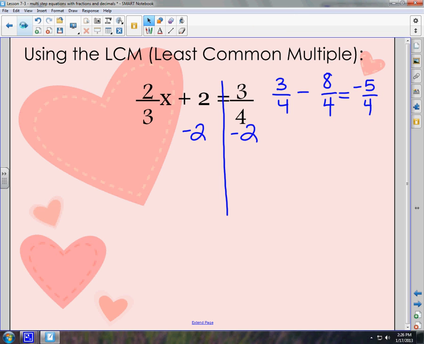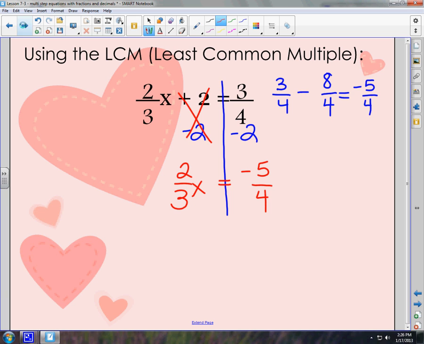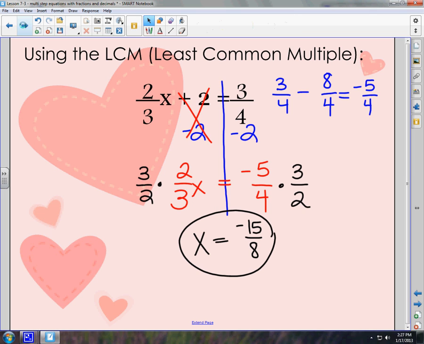So then I get this equation, 2/3 x, because these cancel out, equals -5/4. Now here I don't have to have a common denominator because I'm just multiplying by the reciprocal, which is 3/2. So then I get x equals -15/8. And you can leave it as an improper fraction. That's completely fine.